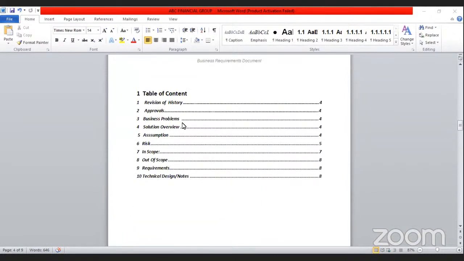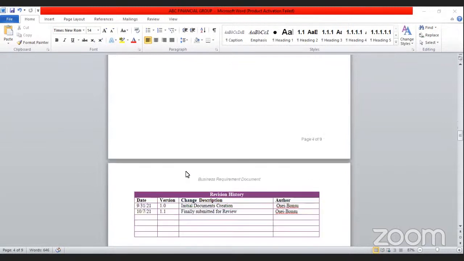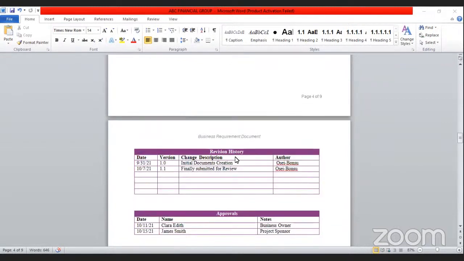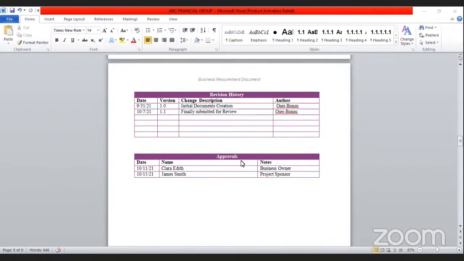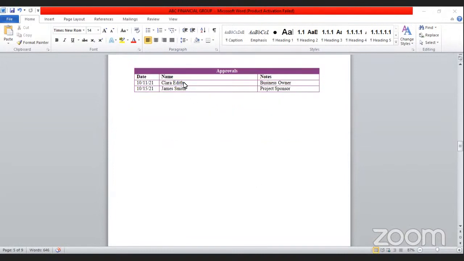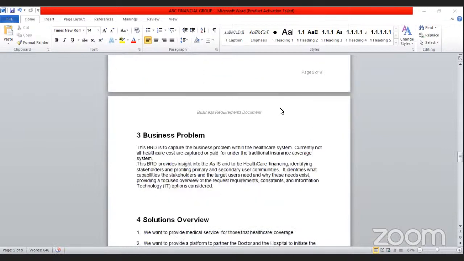So you can see revision, business problem, solutions, in scope, out of scope, and technical design notes. This is the revision history: initial document creation by Osebonsu, finally submitted for review and approvals by Clara Edith and James Smith. Clara Edith is the business owner, James Smith the project sponsor.